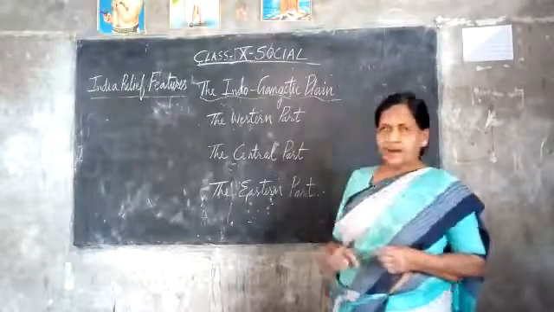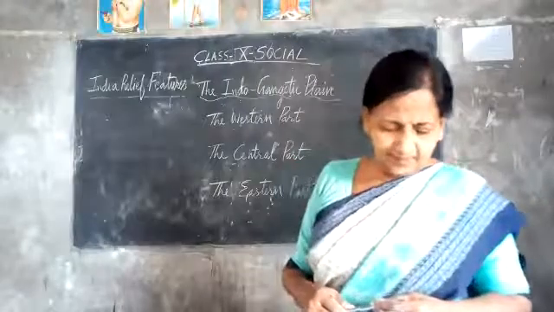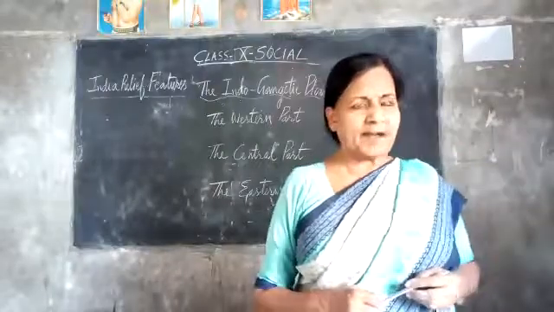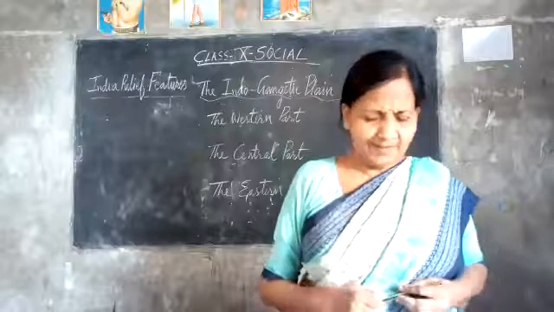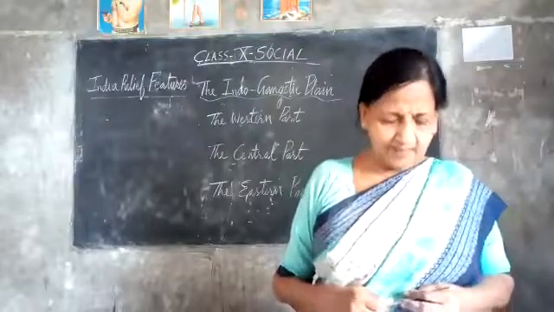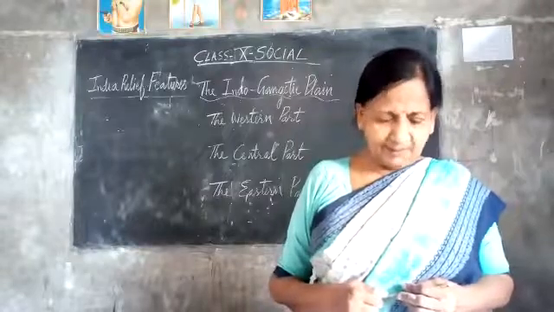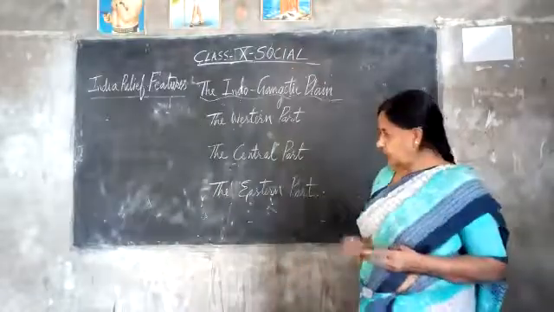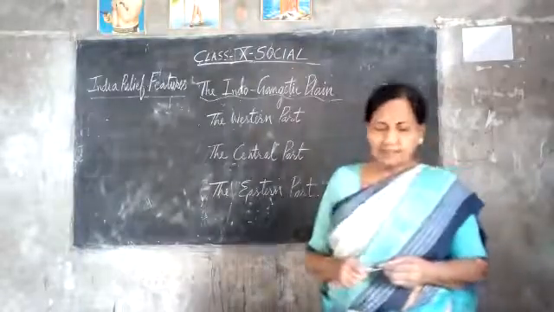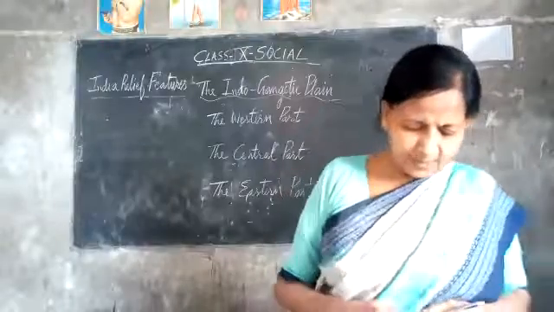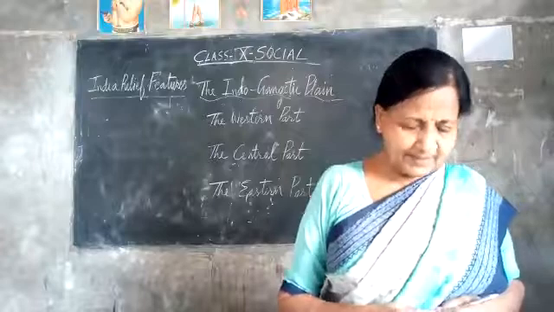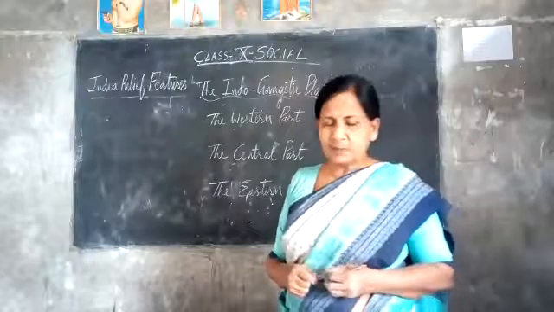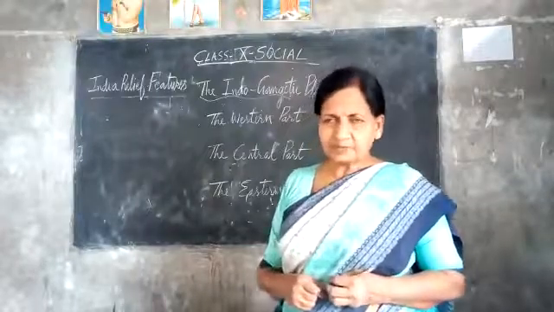The eastern part. We are going to the third part. The eastern part of the plain exists mostly in the Brahmaputra valley of Assam. The river Brahmaputra is mainly responsible for its formation. So, the eastern part, children, is mostly in the Brahmaputra valley of Assam, and the river Brahmaputra is mainly responsible for its formation.